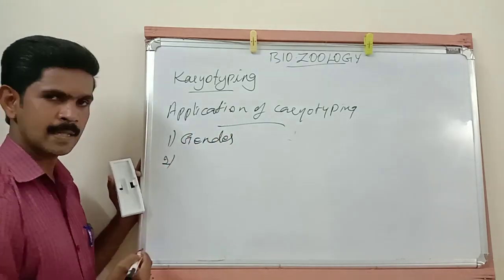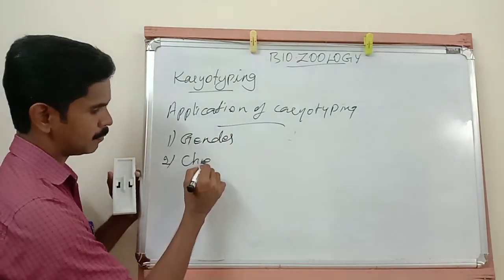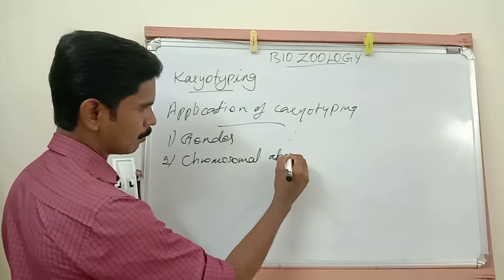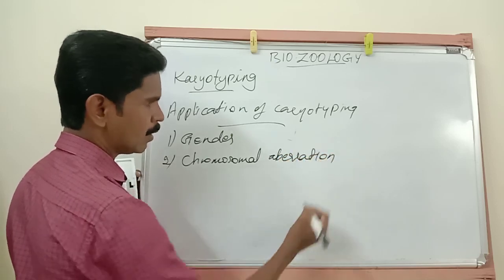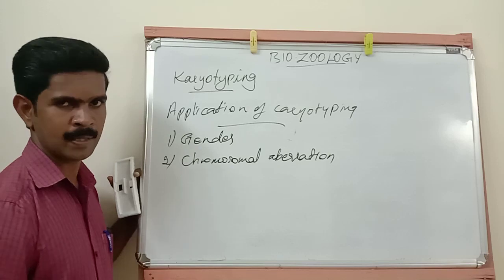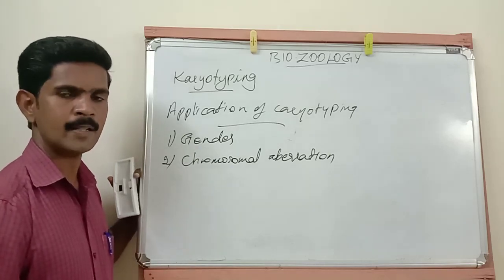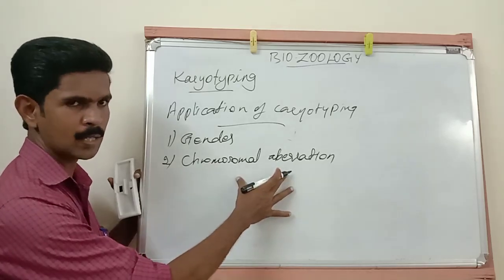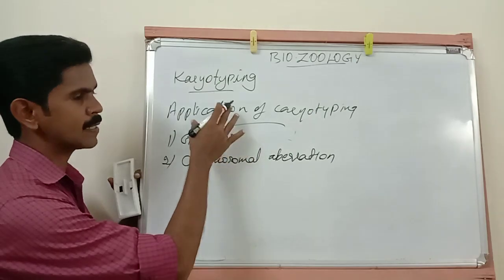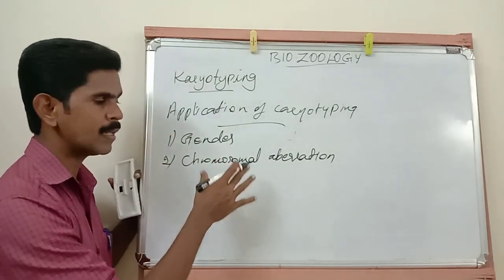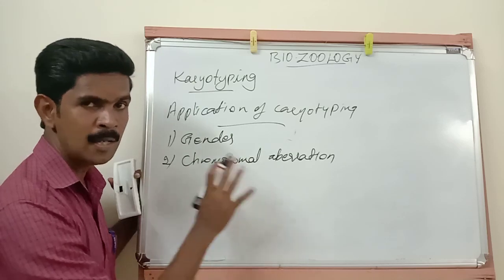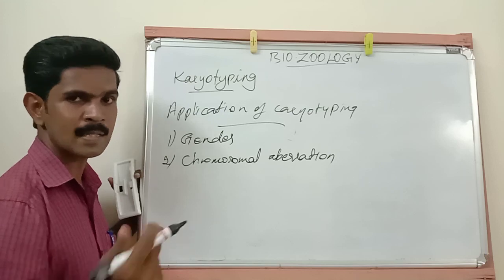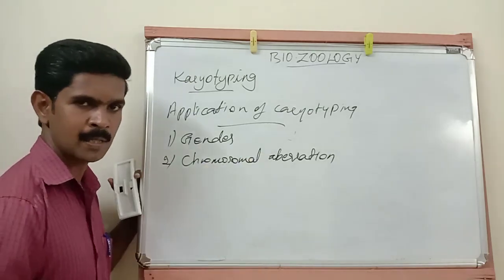Then the second application is chromosomal aberration. Chromosomal aberration means chromosomal abnormalities. Examples are deletion, duplication, translocation. These are some of the examples of chromosomal aberration. With the help of this karyotyping technique, we can identify the chromosomal abnormalities. I already told you: deletion, duplication, addition, translocation. These are some of the examples of chromosomal abnormalities.